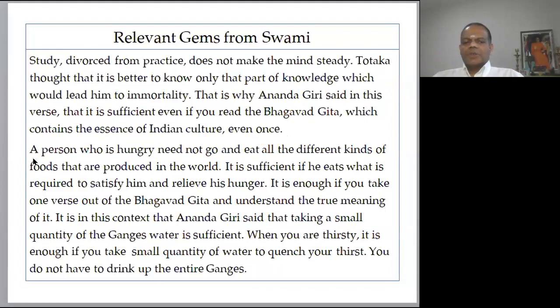A person who is hungry need not go and eat all the kinds of foods that are produced in the world. It is sufficient if he eats what is required to satisfy him and relieve his hunger. It is enough if you take one verse out of the Bhagavad Gita and understand the true meaning of it. It is in this context that Anandagiri said that taking a small quantity of the Ganges water is sufficient. When you're thirsty, it is enough if you take a small quantity of water to quench your thirst. You do not have to drink up the entire Ganges.